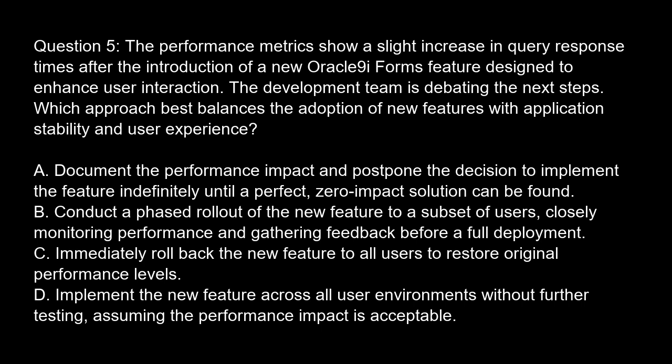Option B. Conduct a phased rollout of the new feature to a subset of users, closely monitoring performance and gathering feedback before a full deployment. Option C. Immediately roll back the new feature to all users to restore original performance levels. Option D. Implement the new feature across all user environments without further testing, assuming the performance impact is acceptable.